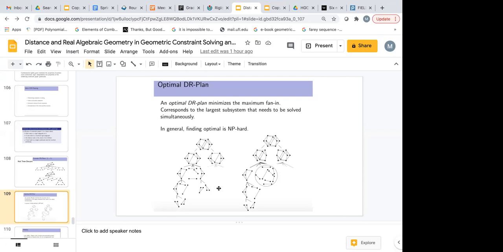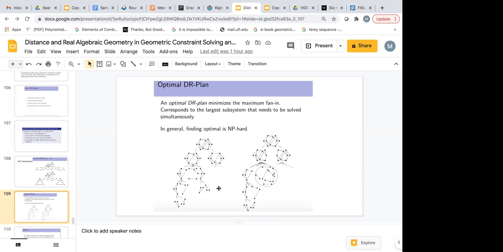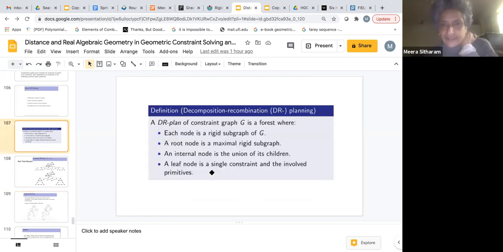Hey, Meera. If there's a fan in of 2 at a node of a DR plan, does that mean that we have a flexible graph? No. It just means that, look at this. If you go back to this, it says nothing about how much the children overlap.